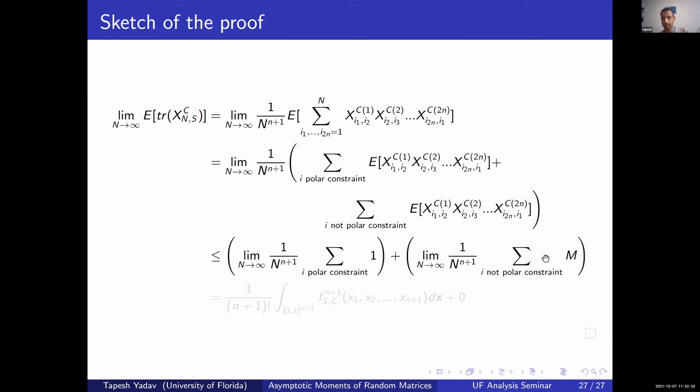All the terms here are bounded uniformly by some capital M, and it so happens that if I is not polar constraint and is social, the number of such paths relative to n to the power n+1 goes to 0. So this whole term goes to 0, and hence we have the theorem. I have written an inequality here, but it's a strict equality because this term is actually 0 in the limit, and this term's limit is also 0. So that's the proof, and thank you.